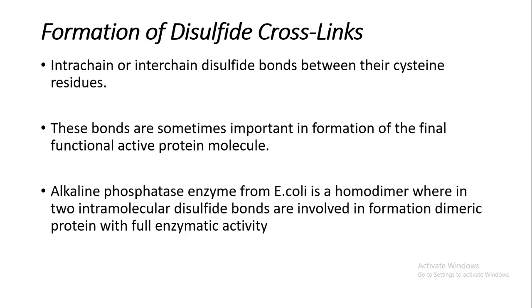The last type of modification is formation of disulfide bonds. The amino acid that is involved in disulfide bond formation is cysteine, because it has SH groups or sulfhydryl groups present. These types of bonds are sometimes important in formation of a final functional active protein molecule. In some enzymes, such as alkaline phosphatase from E. coli, which is a homodimer, these disulfide bonds play an important role in formation of the homodimer, wherein the dimeric form of the protein is the fully active enzymatic form.